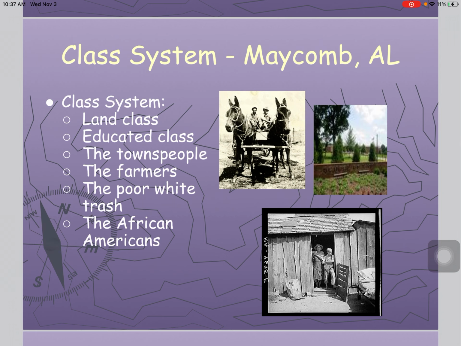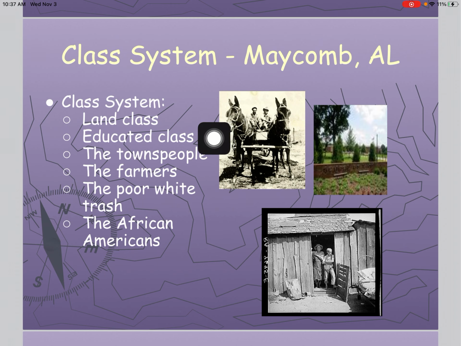There's also a sort of class system in Maycomb, Alabama. A class system is basically when different groups of people are ranked based on what they have, and some people are considered better than others, and their treatment is based on where they rank. So in Maycomb, Harper Lee wants us to see this because it kind of plays out in how people are treated. There's the land class, people who own land, usually white men.